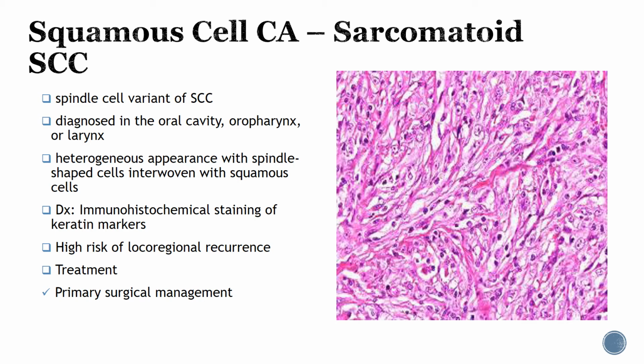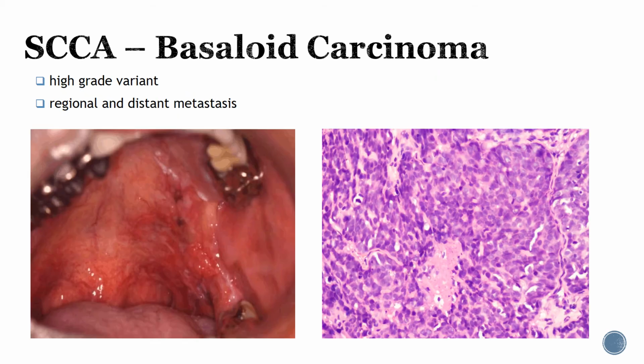It is diagnosed in the oral cavity, oropharynx, and larynx, and demonstrates a heterogeneous appearance with spindle-shaped cells interwoven with squamous cells. The diagnosis of sarcomatoid squamous cell carcinoma is confirmed by immunohistochemical staining for keratin markers. It has a high risk of local recurrence, and these are more responsive to primary surgical management than chemoradiation.